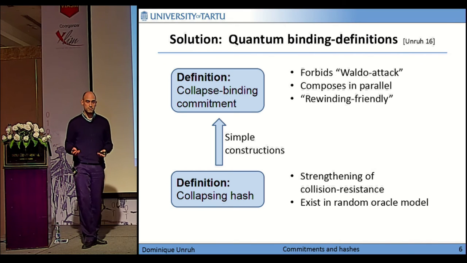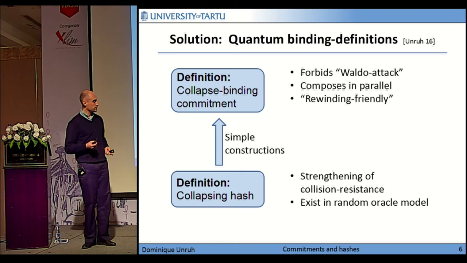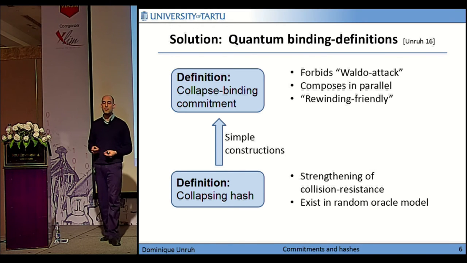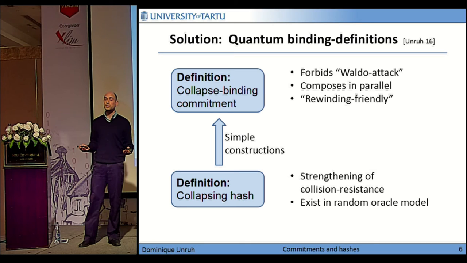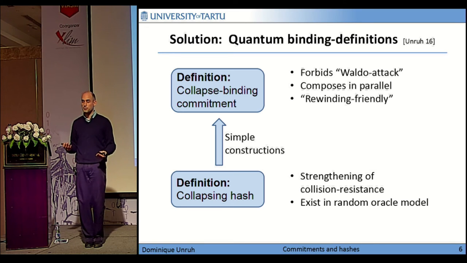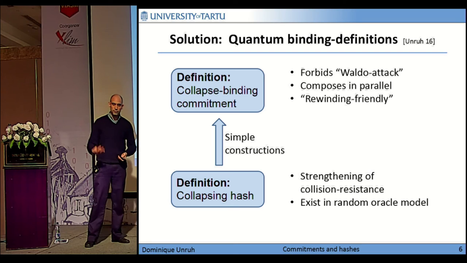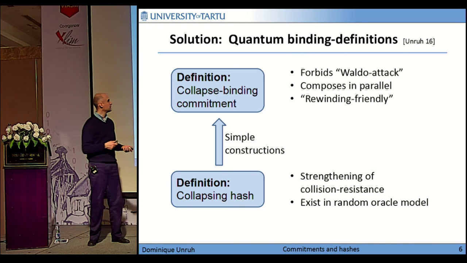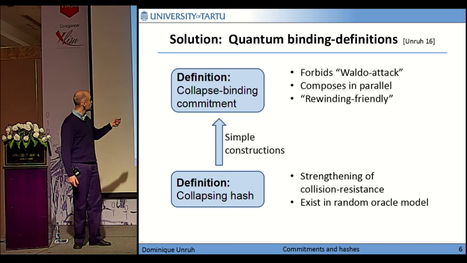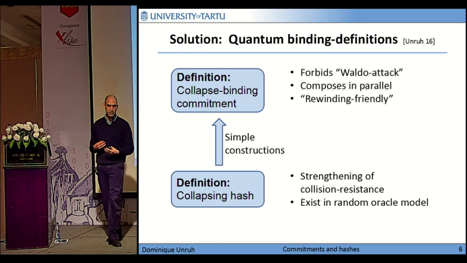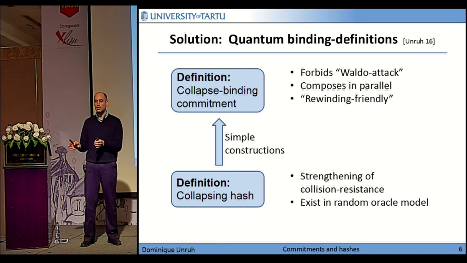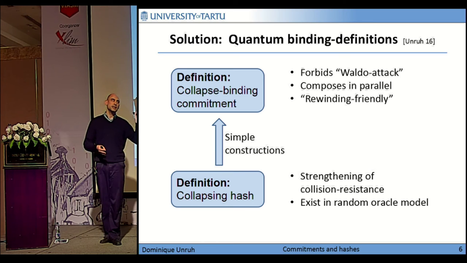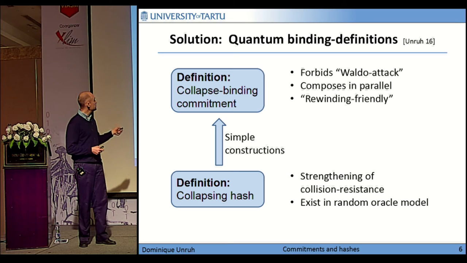So the question, also already addressed in this year's Eurocrypt, is what do we do against this? How do we improve the commitment schemes in order to avoid what I call here the Walloping Waldo attack? And there were two contributions. One was a definition of a stronger property of computational binding, because it turns out that if you just use the definition of computational binding that is used in the classical setting, even the definition does not exclude this attack. So there's an improved definition called collapse binding.